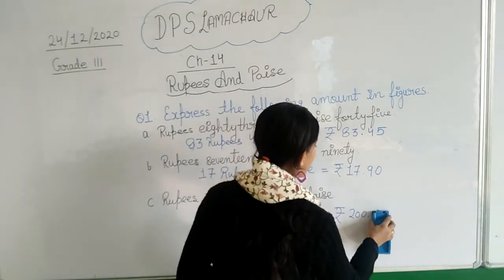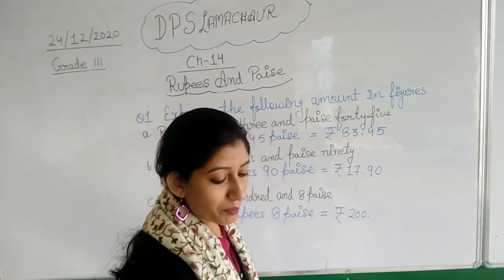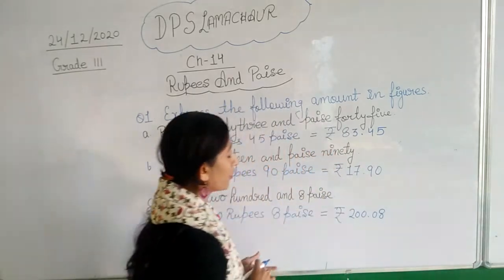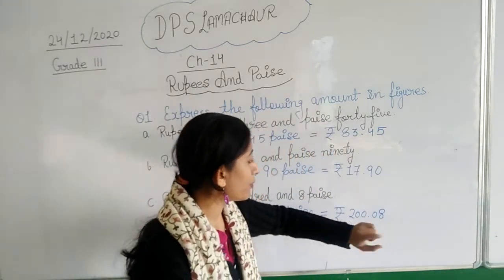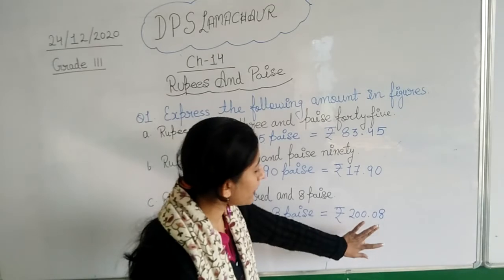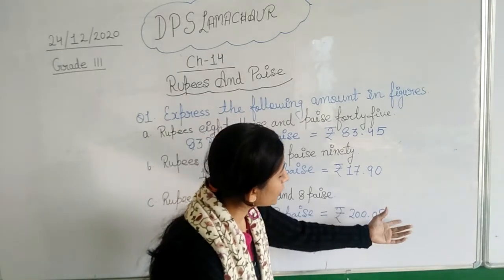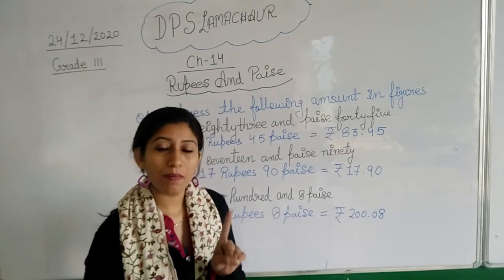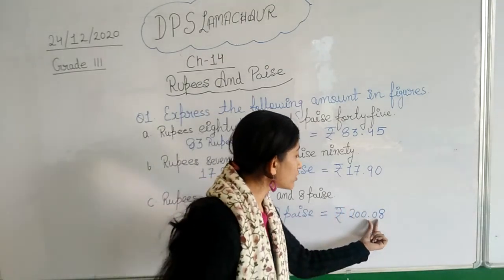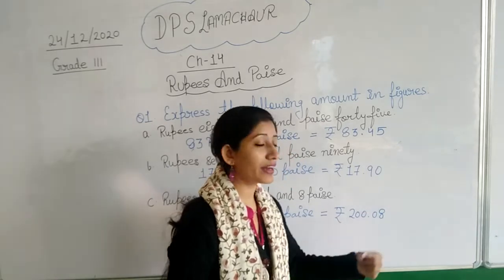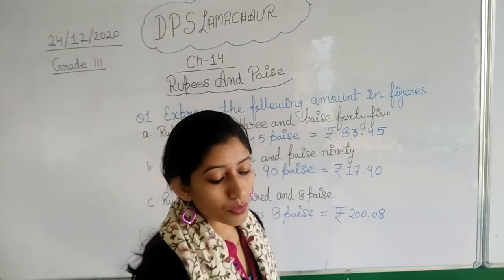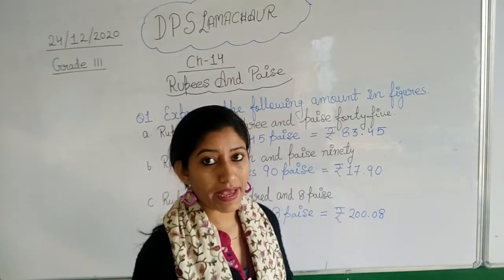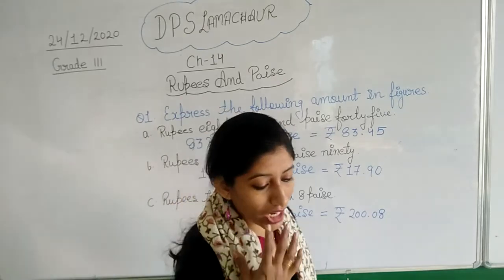What do you have to do to write 8 paisa? For writing 8 paisa, you have to put 0 and 8. Why do you have to put 0 and 8? Because it is 8 paisa. If you simply write 8, son, then 0 will come by itself after it and it will become 80. But we do not have to write 80, we have to write 8 paisa. So that's why we are putting first 0 and then writing 8. Okay, so it is rupees 200.08 paisa. I hope you all are getting how to do this.